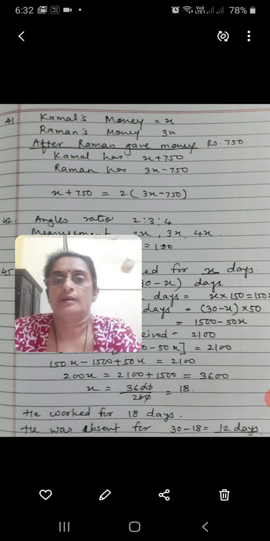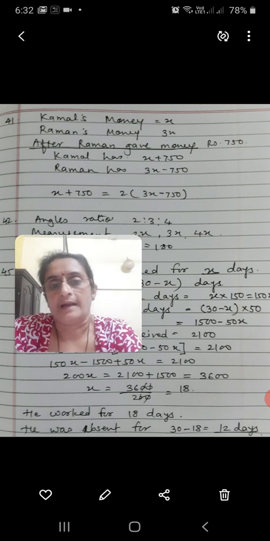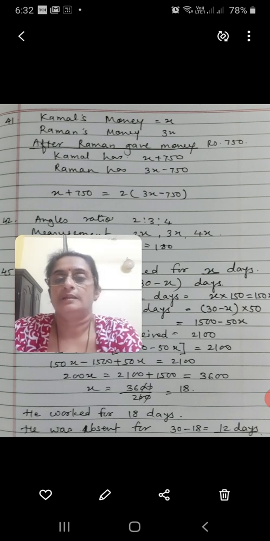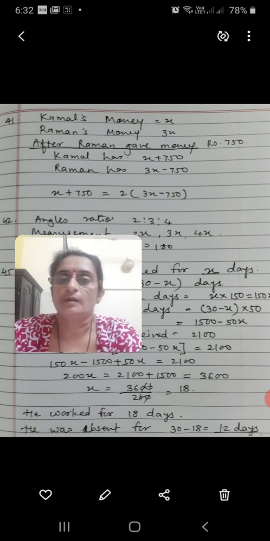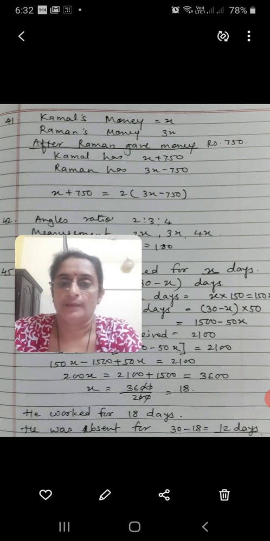So after Raman gave rupees 750 to Kamal, Kamal has now x plus 750, isn't it? Because whatever money is there with him, it will be added with 750. And Raman was having 3x rupees, and you have to subtract 750 because from his money he has given. So 3x minus 750. So after Raman giving money to Kamal, Kamal has x plus 750 and Raman has 3x minus 750.